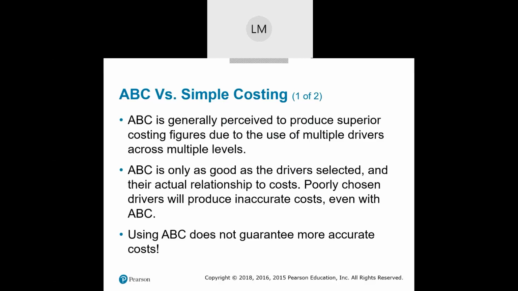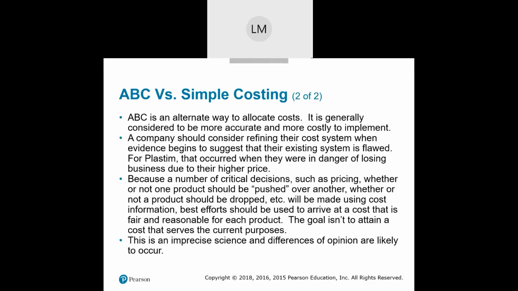We still have to keep in mind, though, the ABC costing system is only as good as the driver selected and their actual relationship to the cost. If we do not choose the appropriate cost driver for each activity, we will still maintain inaccurate costs even when using activity-based costing systems. So because of the human effect, if we don't choose the appropriate cost driver, activity-based costing does not guarantee more accuracy. We have to be really focused and make sure that we choose the appropriate cost driver.